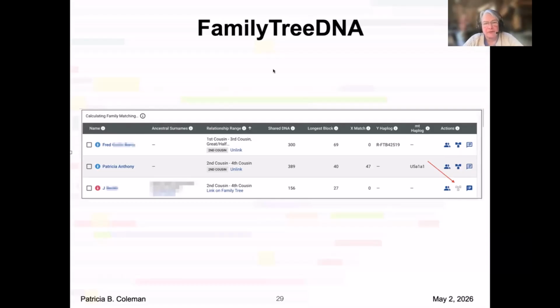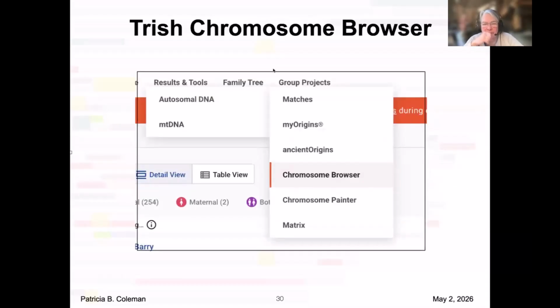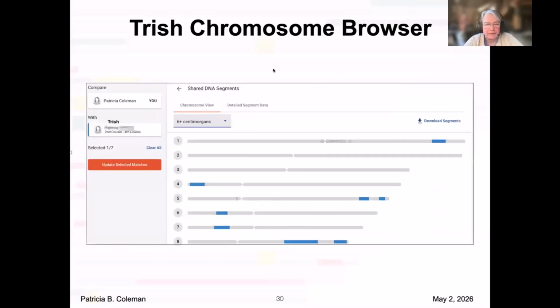So we're going to look at Trish. Excuse me. We go up to the chromosome browser. And this is just part of the segments she and I share that the whole thing didn't fit on the slide very well. So here's Trish. And over here, it says download segments, and that's going to let me get the data to put into DNA Painter.